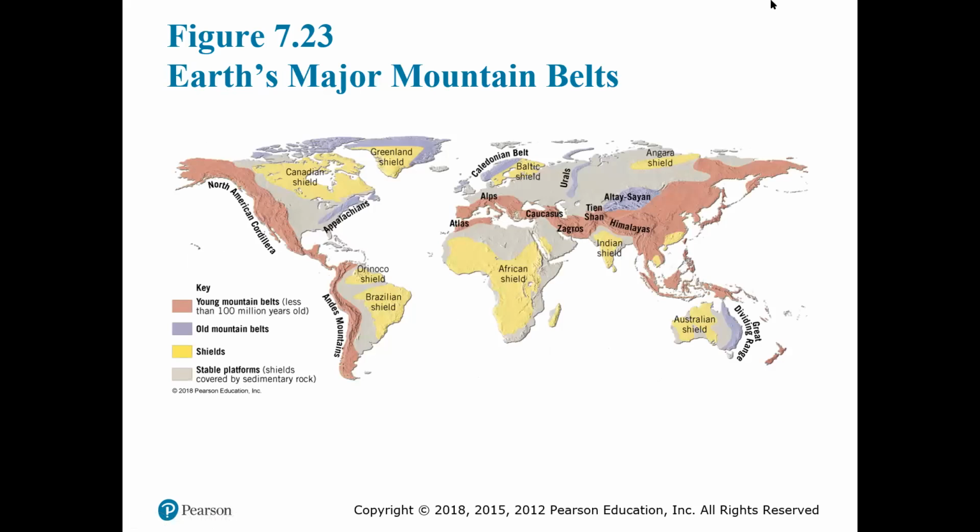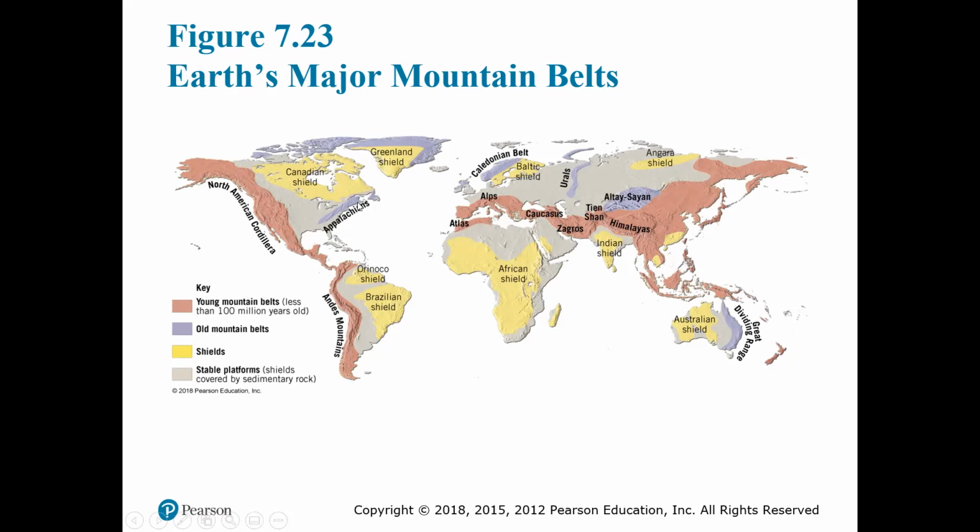So here we can take a look at the Earth's major mountain belts. The ones in this pinkish-brownish color here are our younger mountain belts. You can see what we refer to as the North American Cordillera, all the way down into the Andes Mountains. And then from the Atlas and Alps, the Caucasus, the Zagros, all the way over to the Himalayas. And then as we look around this island arc from Japan all the way around through the Philippines.